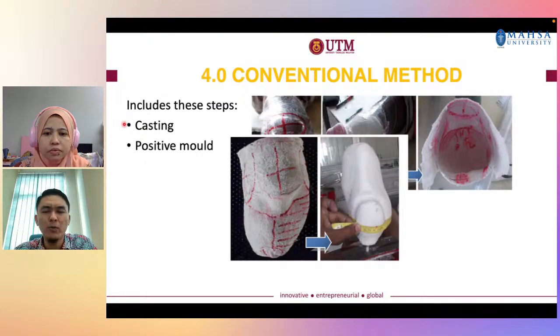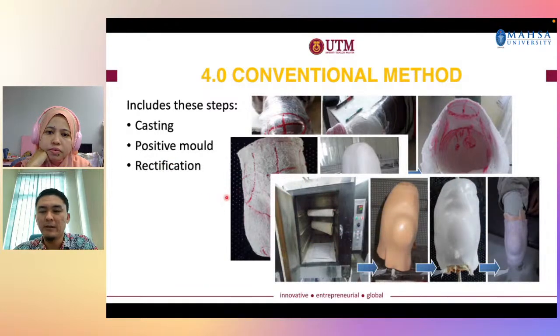And then we have the positive mold, we bring it into the lab, and then we have to again put some markers to determine where is the patella, where is the ligament and so on. And then we have to again measure to make sure that the size is correct and fitting with the patient condition. And then we do some rectification, okay, and then this is the tedious work that should be done, in order to develop the socket, where we have to put the material in oven, okay, for the melting procedure. And then we do some thermoforming process, and then in the end we will get the socket like this one.